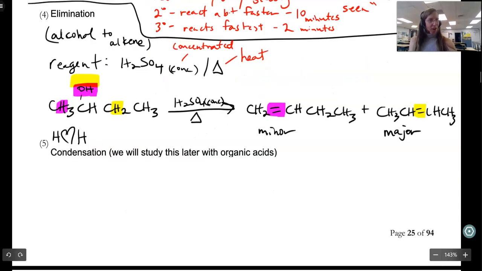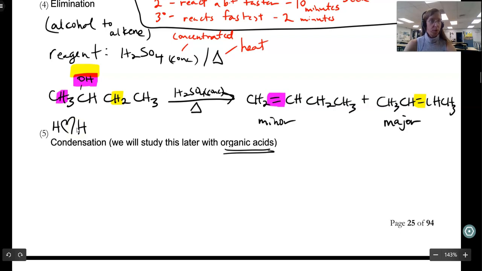So that's been a lot of reactions for alcohol. Alcohols can do a lot of things. They can also do what's called a condensation reaction, but this is the main reaction for organic acids. So I'm going to leave that for now, and we'll see it later when we learn about the organic acids and their reactions. Okay, so there's one more little thing.